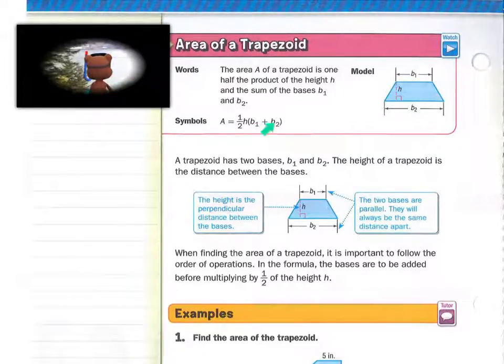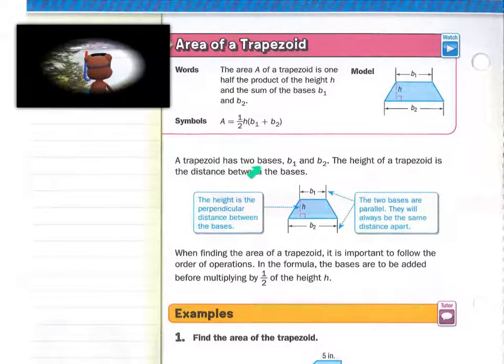You need to first add the two bases together, because remember with order of operations we would do the parentheses first. Add those together, times that times the height, and then times it by 1/2. Okay, so you can read this for a little bit more help.